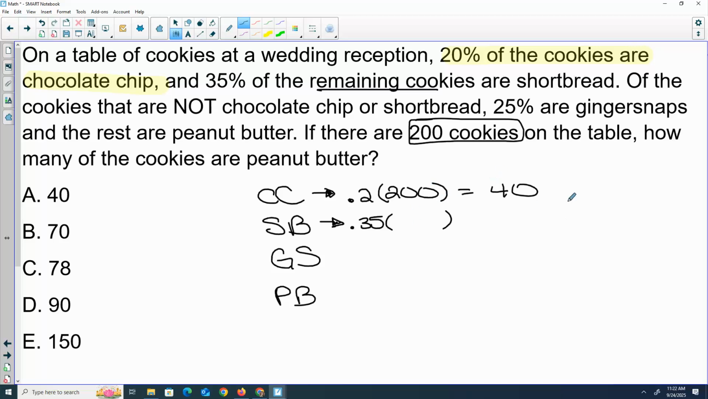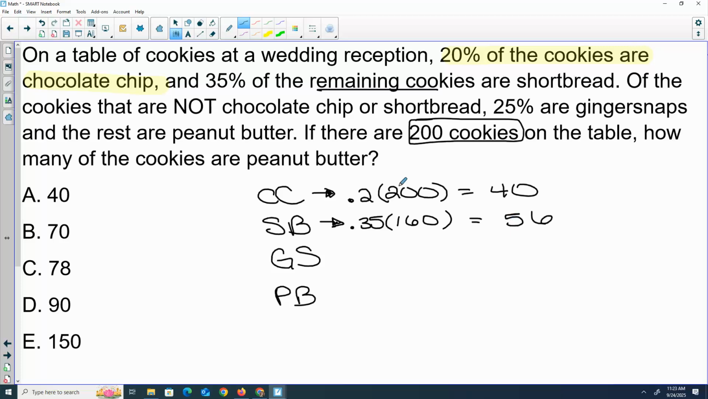Where did you get the 160? I took 200 minus 40. Right, because we already know 40 of those cookies are chocolate chip. So if I take those away, the remaining is 160. So 0.35 times 160. How many cookies are shortbread? 56. Okay, of the cookies that are not chocolate chip or shortbread, so of the rest.